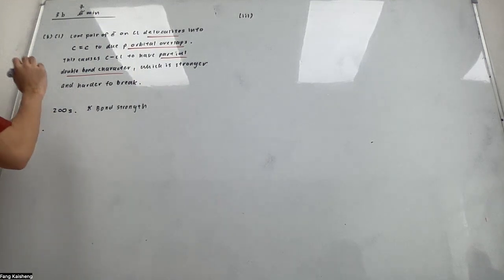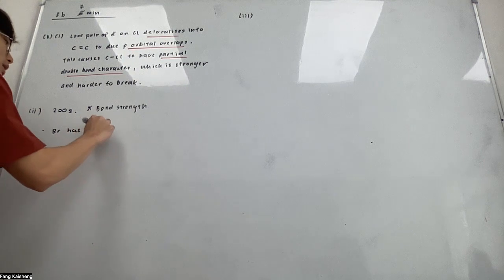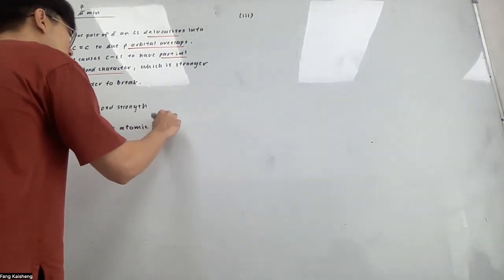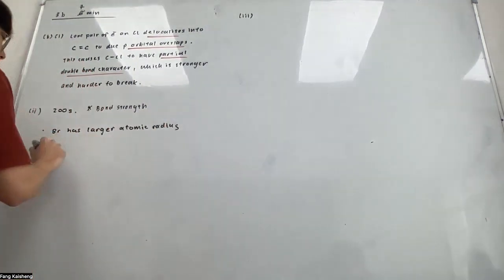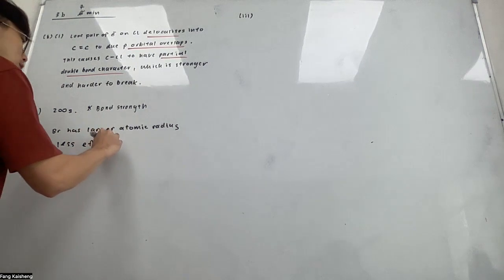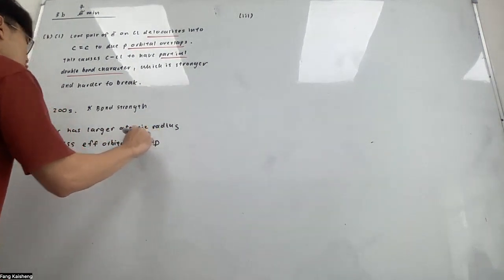And the key points are very simple. First of all, just tell me that Br has a larger size or larger atomic radius. Larger atoms overlap better or worse? Okay, worse. So there's less effective orbital overlap, resulting in what? Go straight into strength really.